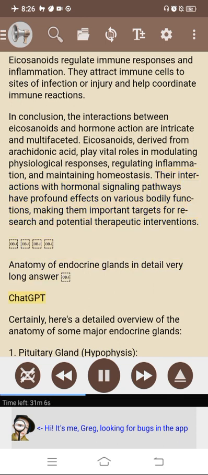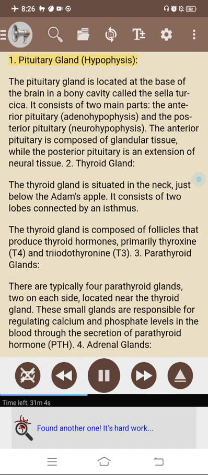Anatomy of endocrine glands in detail. Certainly, here's a detailed overview of the anatomy of some major endocrine glands. 1. Pituitary gland. The pituitary gland is located at the base of the brain in a bony cavity called the sella turcica. It consists of two main parts: the anterior pituitary (adenohypophysis).